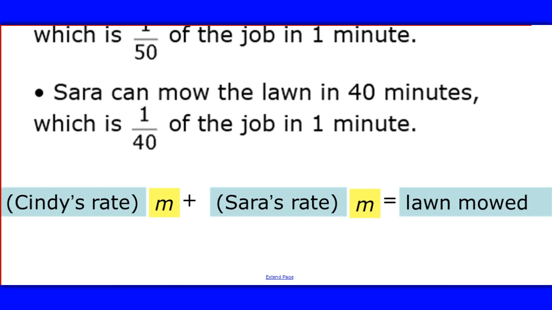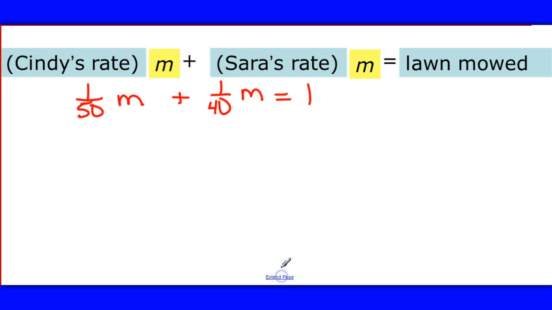Therefore, she does 1/40th. So Cindy's rate times the number of minutes plus Sarah's rate times the number of minutes equals how many lawns mowed. So Cindy's rate was 1/50th m plus Sarah's was 1/40th m equals 1. Now I have a rational equation and I solve it using any method that I want to. Rather than getting a common denominator, I would just assume get rid of it. So what would be the common denominator of 50 and 40?